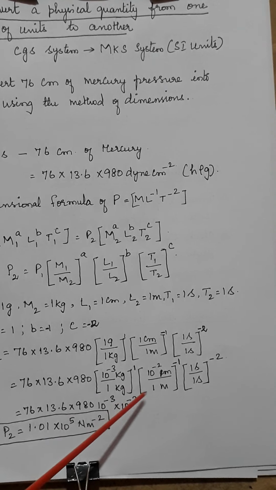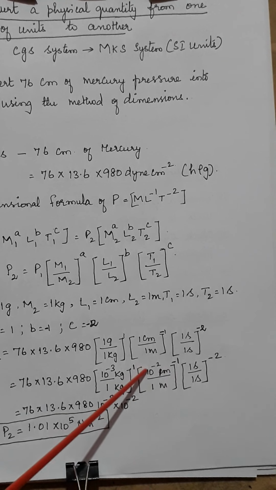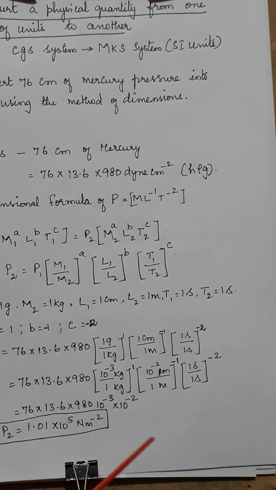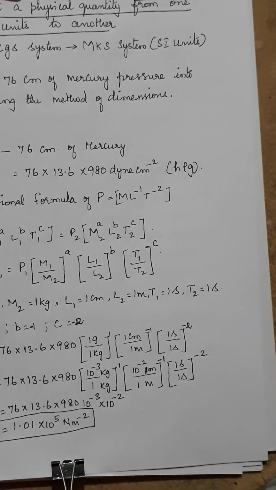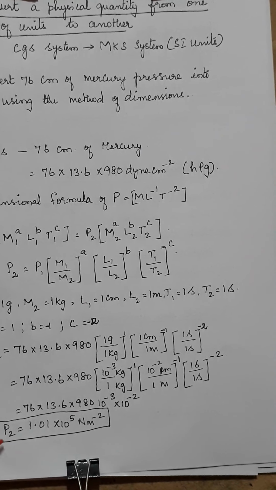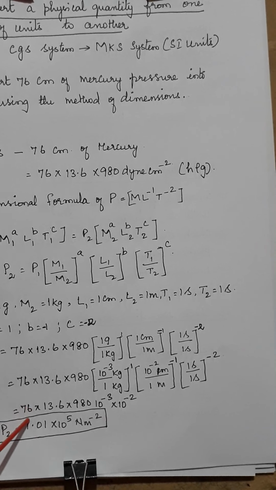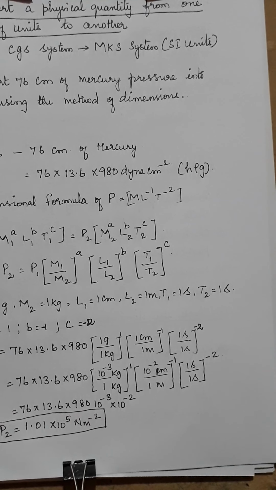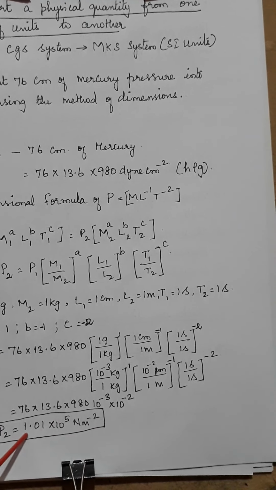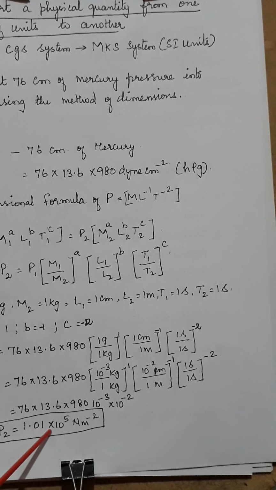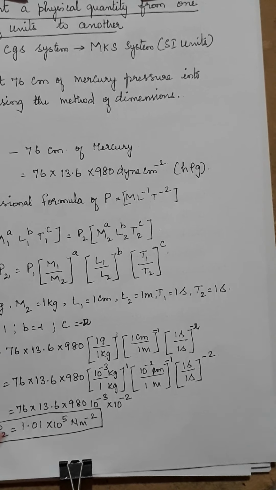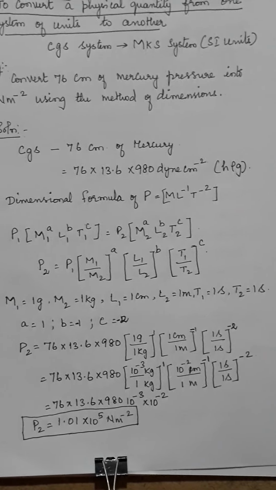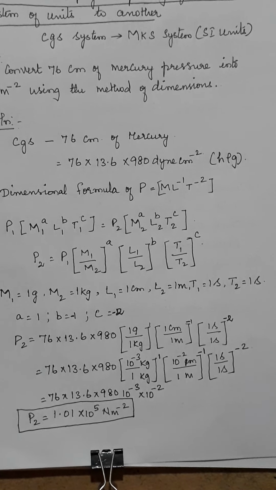But here you have minus 2 into minus 1, so that turns to plus 2. Okay. So when you multiply all these terms, at last you will arrive at 1.01 into 10 power 5 Newton per meter square. That is the value of pressure in the SI unit.